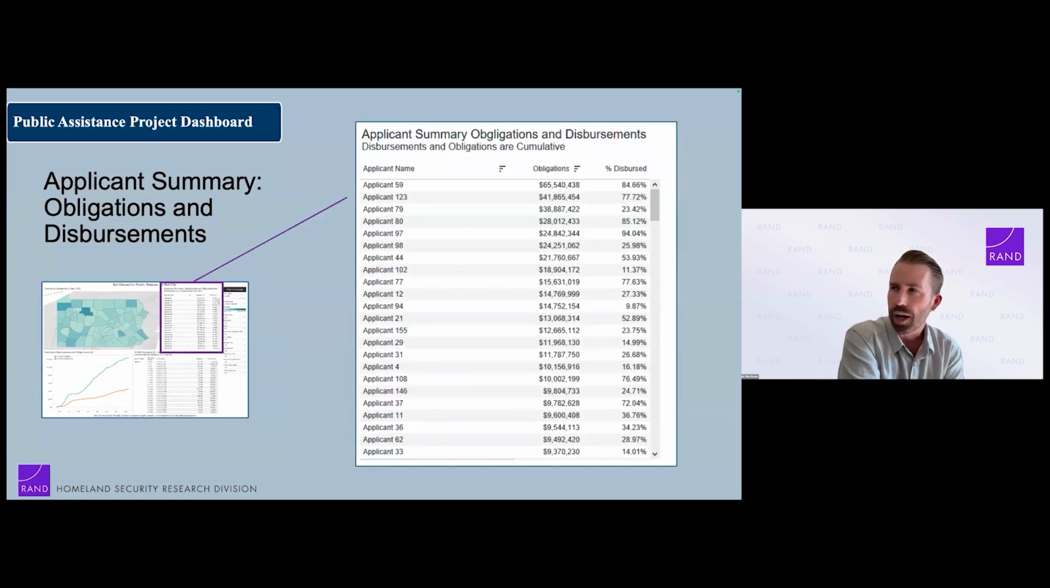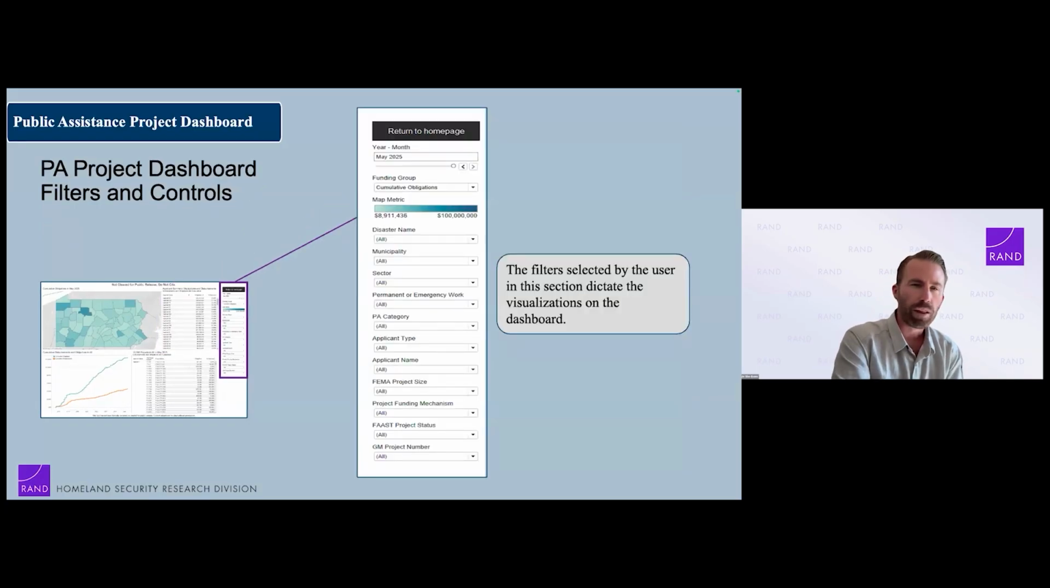Next, we'll zoom in on our applicant table. And so here we've organized all of the applicants. Notice we're using just generic names. We've organized them by total dollar values obligated, and in the right-hand column, you've got the percent dispersed. Finally, on the right-hand side is our filters and controls.